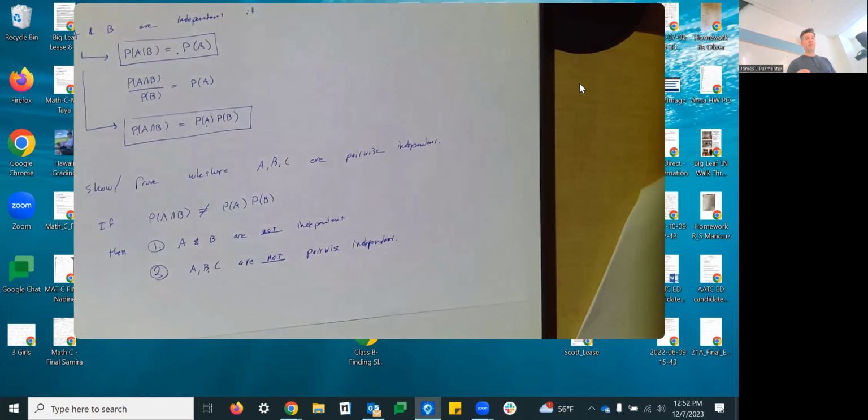No, so again, listen to the words I'm saying. I'm saying if one pair is not independent, then you're done because you cannot have pairwise independence. You're right. If one pair is, then you have to check the next pair. You have to keep checking pairs until they're either all pairwise independent or one of the pairs is not.